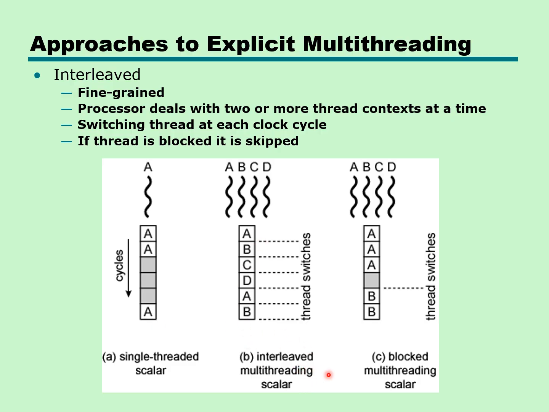The next is interleaved multi-threading. That means you have more than one thread. A, B, C, and D are the threads. For each clock cycle, one thread gets executed. So it is fine-grained. The processor has to switch between all the threads every clock cycle. And if a thread is blocked, it can go to the next thread. This process is called interleaved multi-threading. The advantage is all threads get equally executed, but there are a lot of thread switches happening every clock cycle.